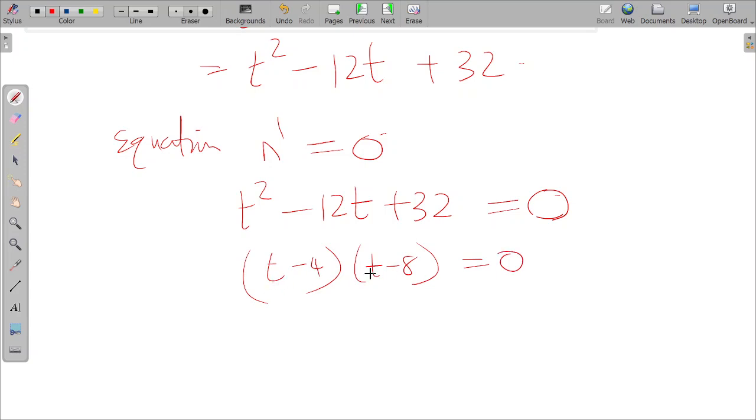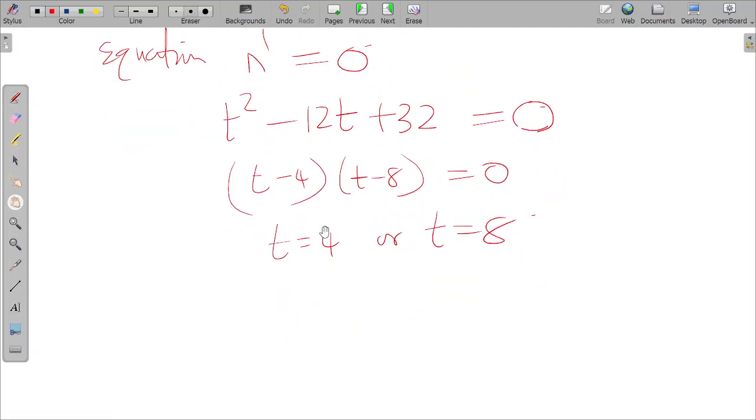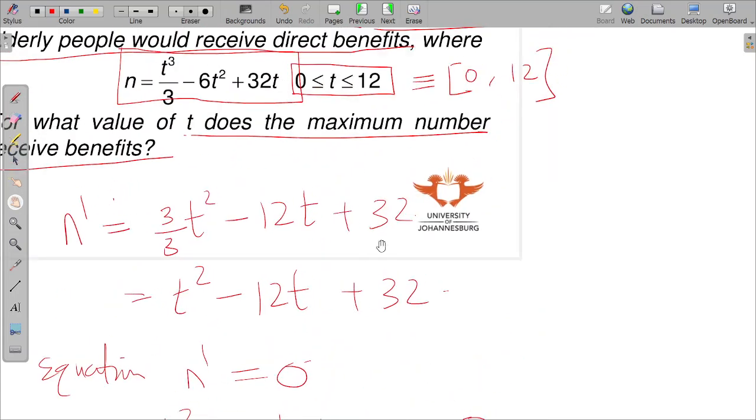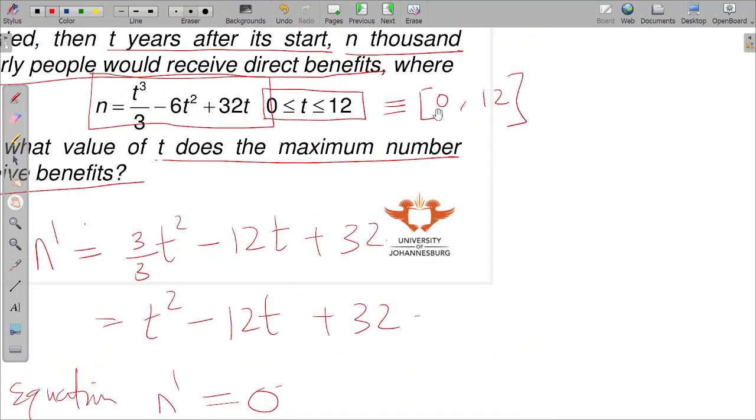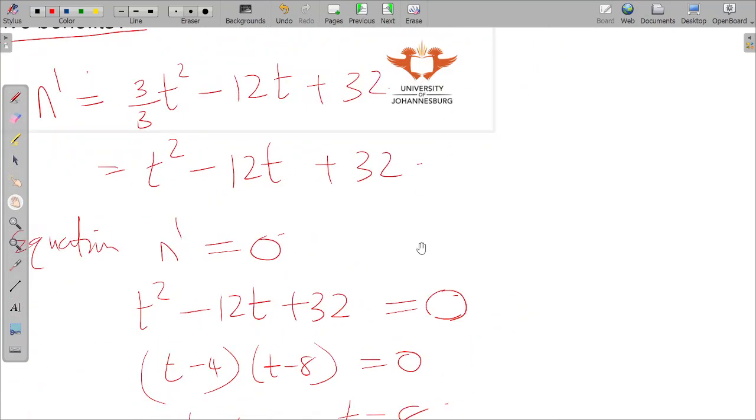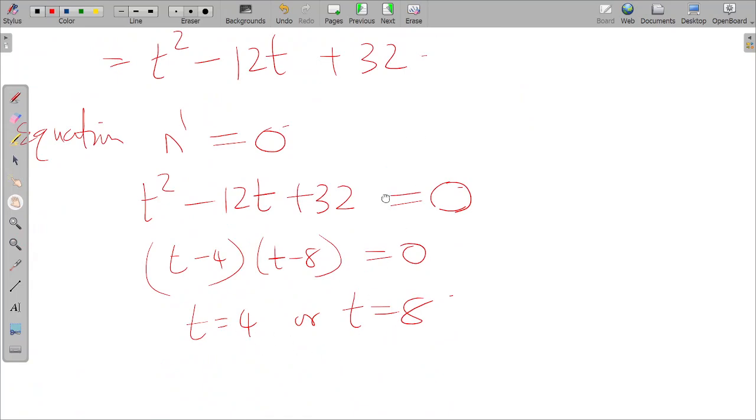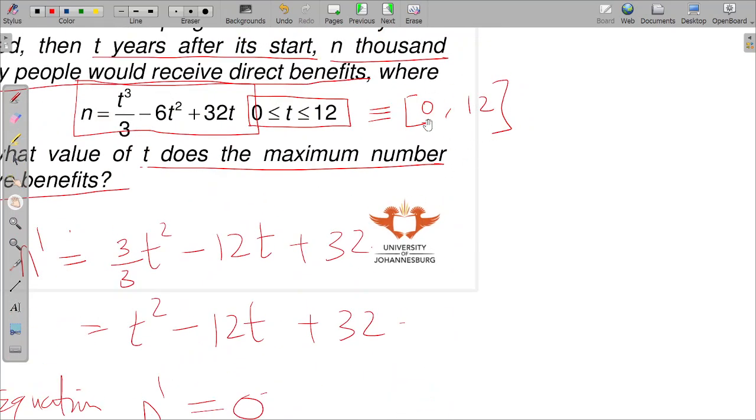Let's test: 12, 8 plus 4 is 12, 4 times 8 is 32. Yeah, that's fine. So that means t equals 4 or t equals 8. All right, that is it. What is the interval? The endpoints are 0 and 12. So t equals 4 and t equals 8 are within that interval.